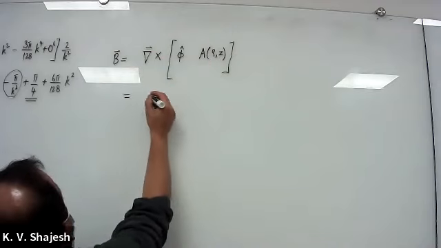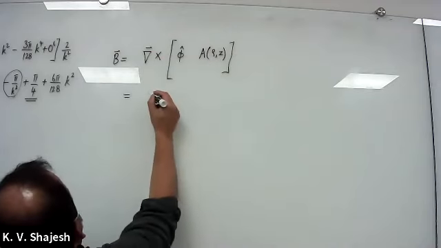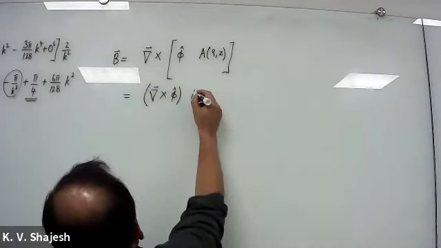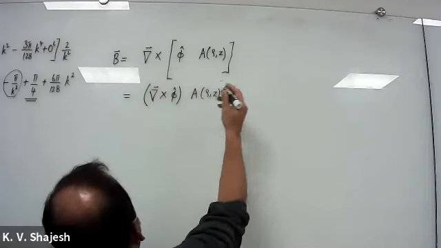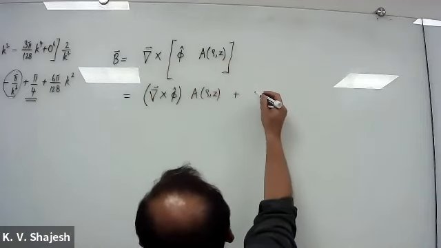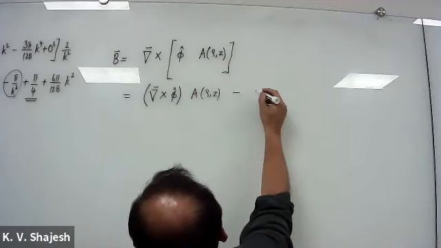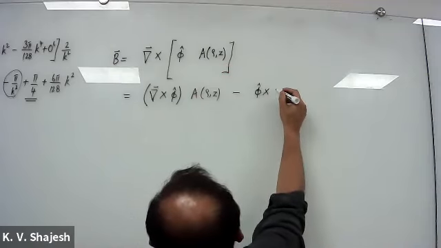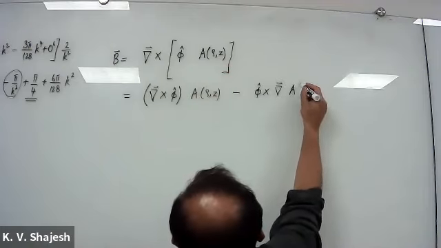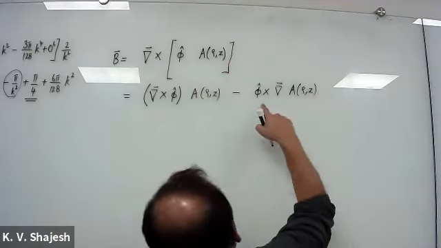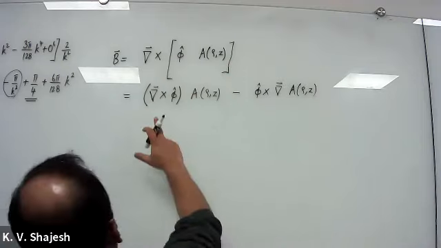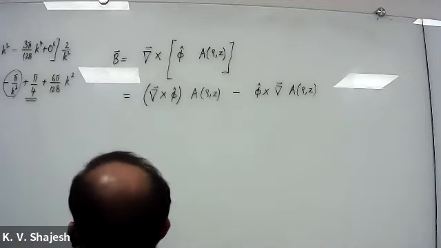So that's equal to del. I can either act on this or on that. So this is del cross phi hat, times A itself. Plus, I can act on the other one, but then I have to change the direction, so this is minus now: phi hat crossed with del, where the gradient acts on A of rho, z. I don't know what del cross phi hat is, so first, let's see what it is.